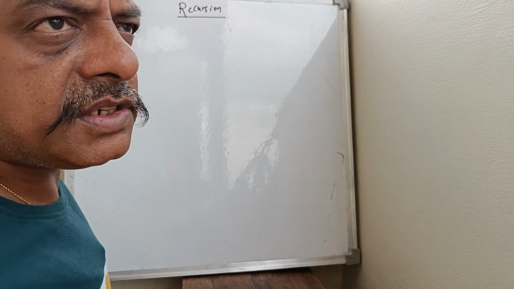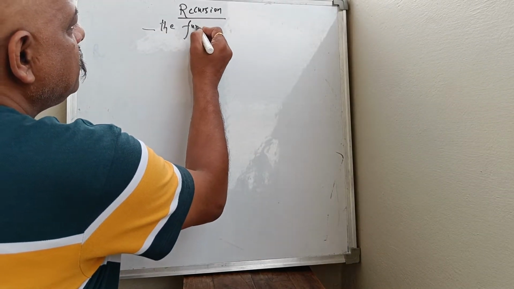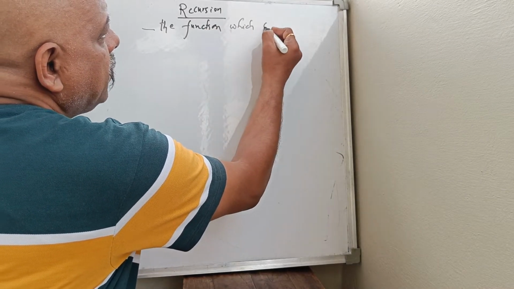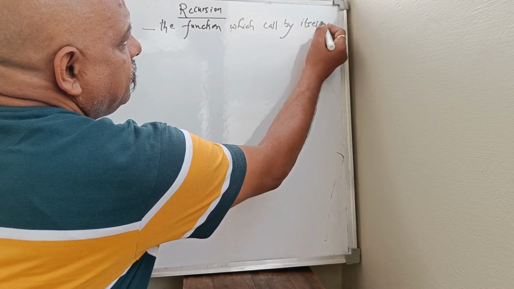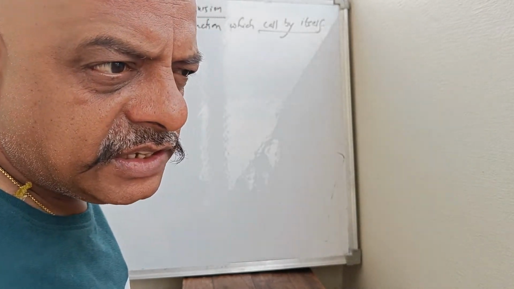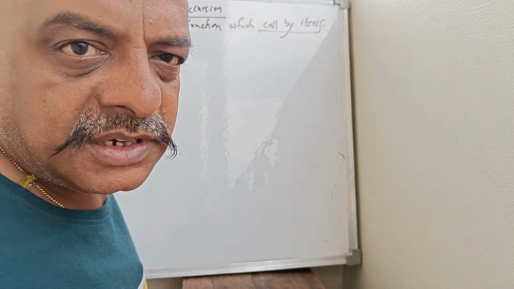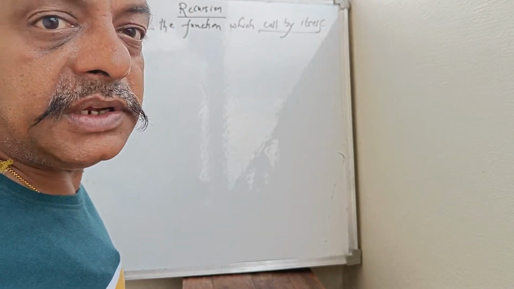Recursion is, by definition, a function which calls itself. A function which calls itself is called recursion. What is a function? It is a self-contained block of instructions that performs some specific task. If you call the same function again and again, then it is said to be recursion.